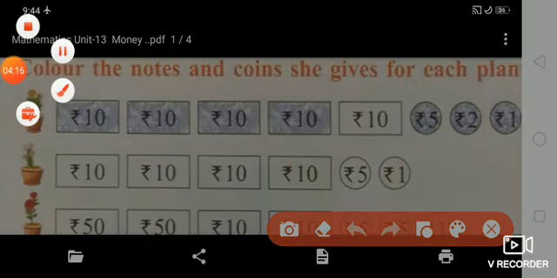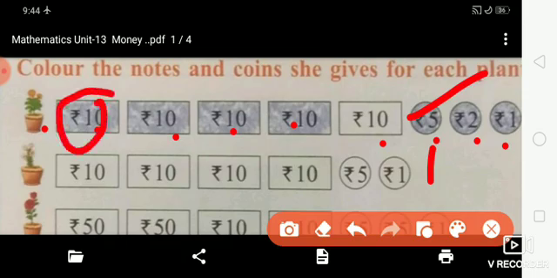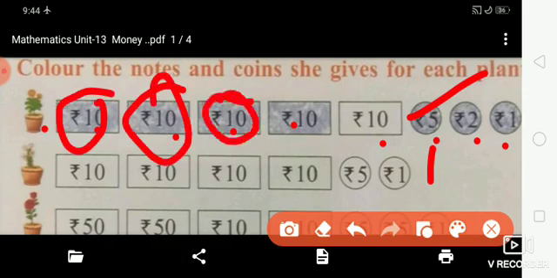So first one, the cost of marigold flower is 10 rupees, 10 rupees, 10 rupees, 10 rupees. So first color the notes and coins to give for each plant: 5 rupees, 2 rupees and 1 rupee. Here 10 rupees is notes, so color the coins: 5 rupees coins, 2 rupees coins and 1 rupee coins.